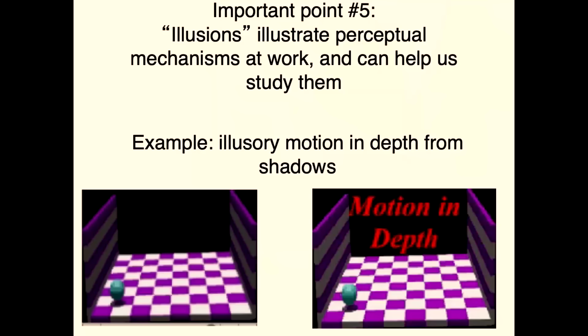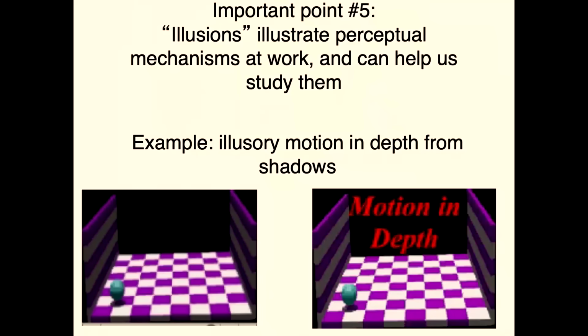Okay. So the fifth important point I want you to leave the lecture with is that illusions illustrate perceptual mechanisms at work and can help us study them, right? So illusions are fun, right? We love looking at illusions because they make us realize that the world is not always how it seems, and they're lots of fun. But they're also scientific tools, okay? And so a lot of what happens in perception research actually utilizes illusion. That's partly why studying perception is so much fun.